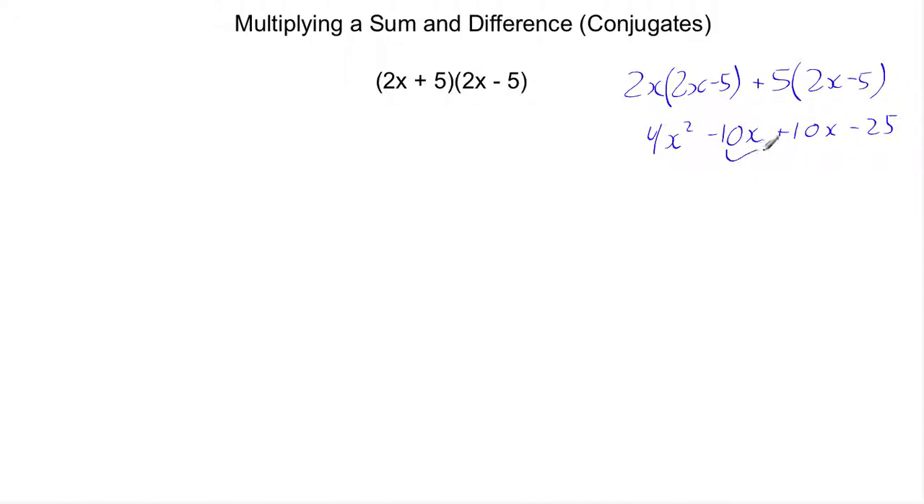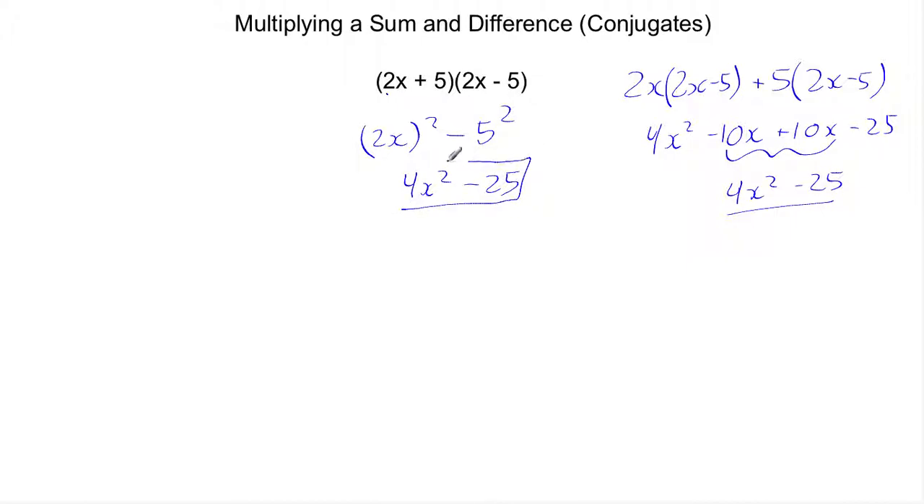Notice here, these middle terms cancel out to 0, so I get 4x squared minus 25. This is actually called a difference of two squares. So the shortcut here, when we see that the first terms are the same and the second terms are opposites, positive 5 and negative 5, is we can square the first term, so 2x squared, minus the last term squared, 5 squared. 2x squared is 4x squared, 5 squared is 25. That's it, we're done.